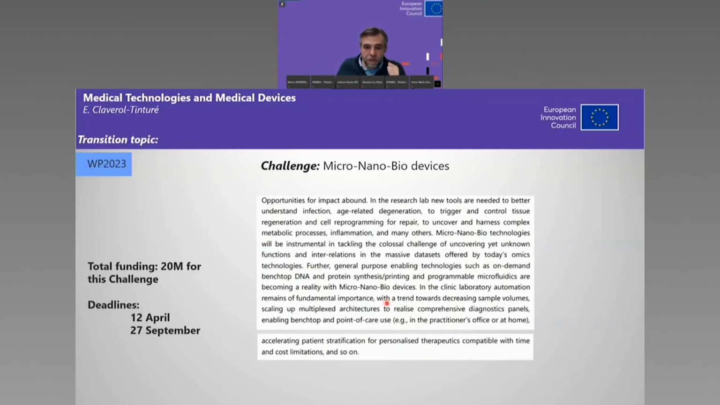So remains of fundamental importance, the automation, lab automation, with a trend towards decreasing sample volumes, scaling up multiplex architectures to realize comprehensive diagnostics panels, enabling benchtop and point of care use. Again, we introduce here the possibility of point of care. Again, it doesn't have to be a system that's used only in the clinic. It could be a point of care device.